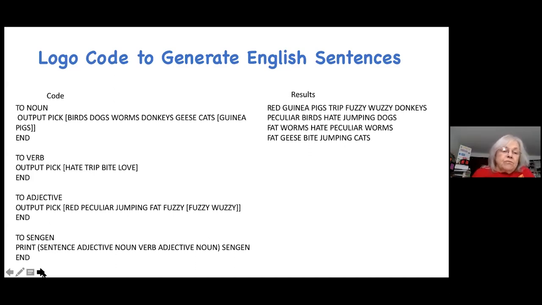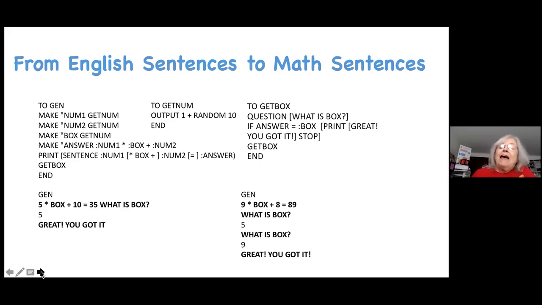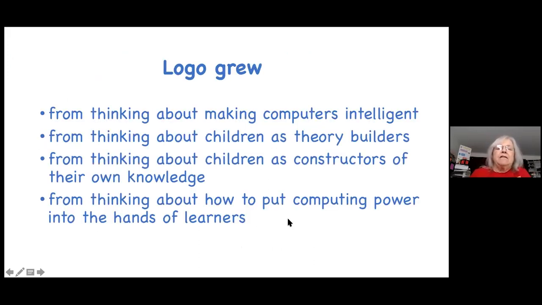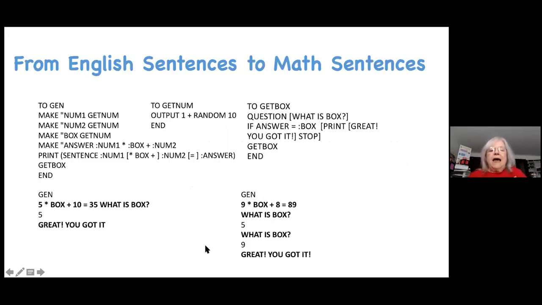And this led us to suggesting to them that they make math sentence generators. And here's an example. What came out of this was kind of interesting. You can see, nine times box, etc. What is box? And it would keep asking what is box until you typed in the right answer.